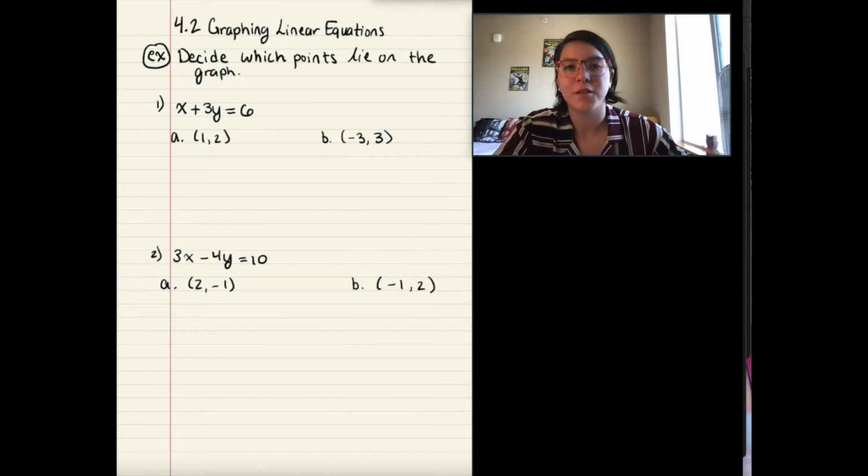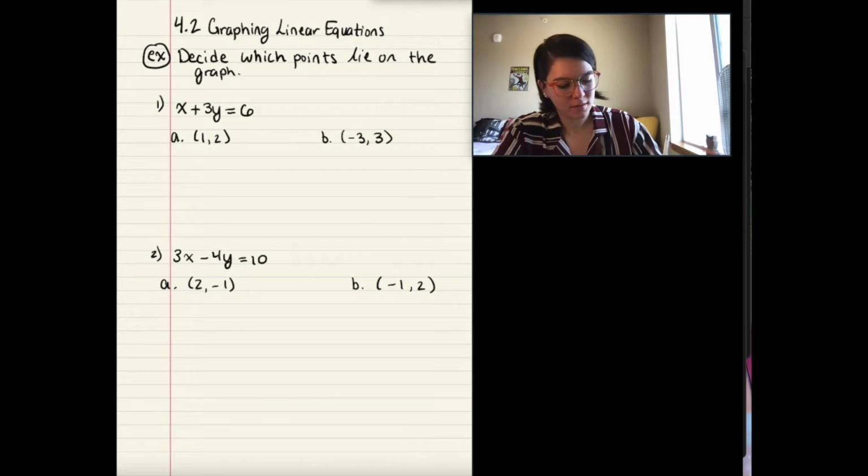So, we're asked to decide which points lie on the graph. So, we're given x plus 3y is equal to 6. And then we're given the coordinate points 1, 2 and negative 3, 3. So, let's start with 1, 2. Remember, a coordinate point tells us our x coordinate and our y coordinate.